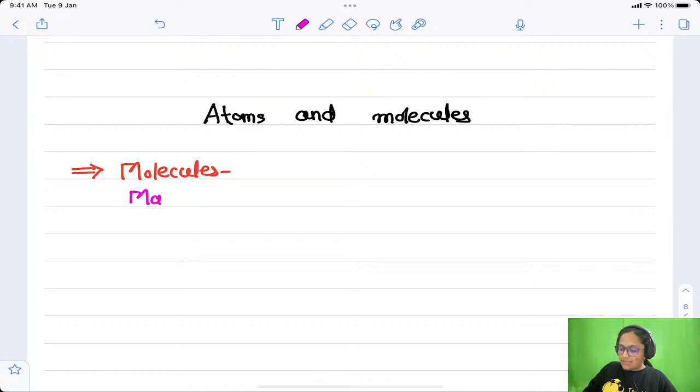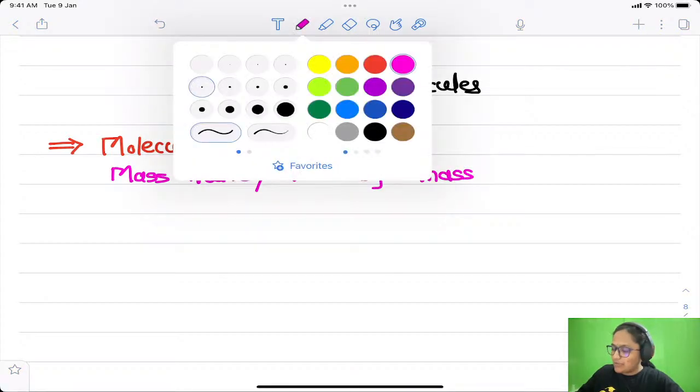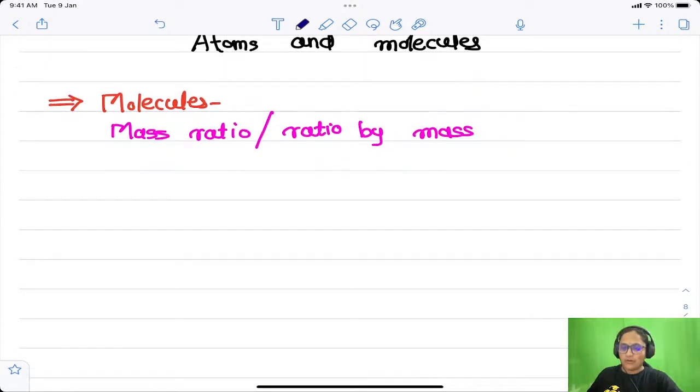Let's have a quick recap of yesterday's class. Yesterday we discussed how to find out mass ratio. Mass ratio is also called ratio by mass. I took a few examples in yesterday's class for this concept. As I have told you already, this mass ratio is used to find out the simplest ratio of the elements present in the molecule, right? What is the meaning of it?